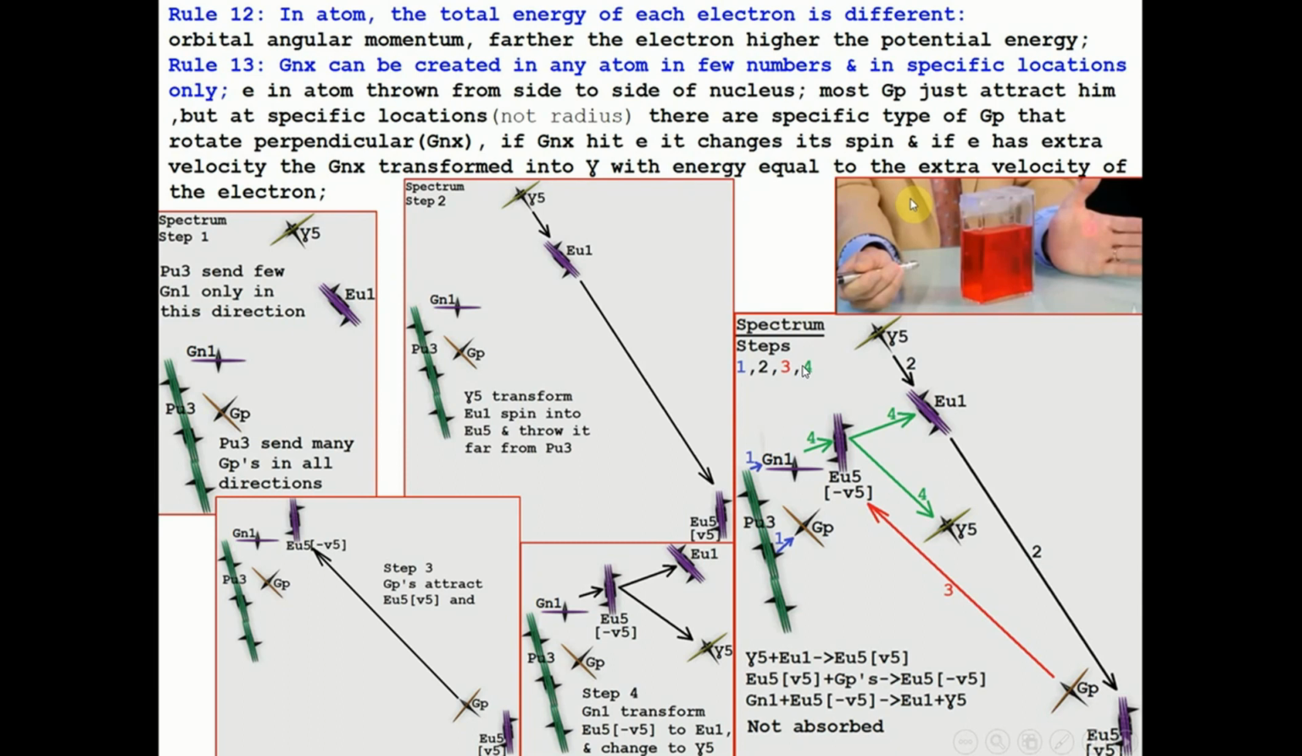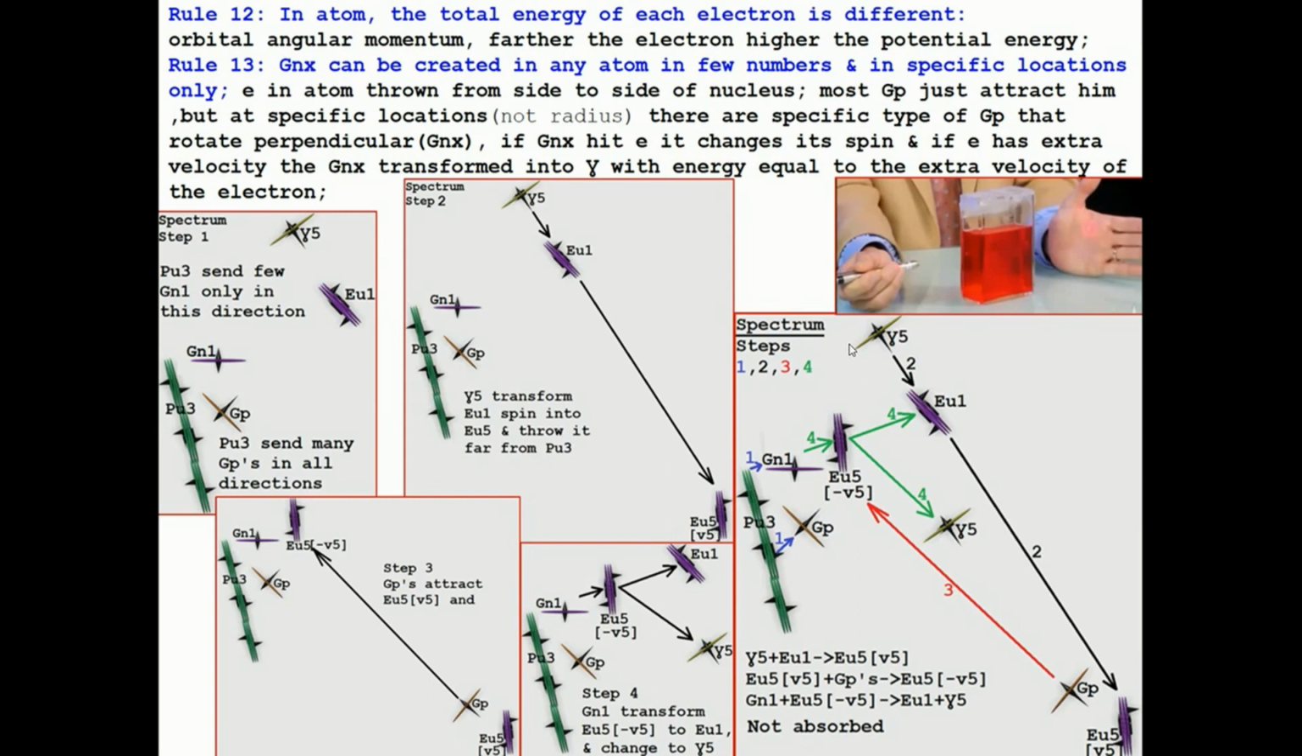In other words, the nucleus can send GP particles that are perpendicular to GP particles, and they are effectively GN particles with a specific direction to specific locations. These GN particles are emitted in low amounts to specific locations. When they hit an electron in this location, they will transform it to be in a specific spin. This and the former rules are the basis for absorption and emission spectra.